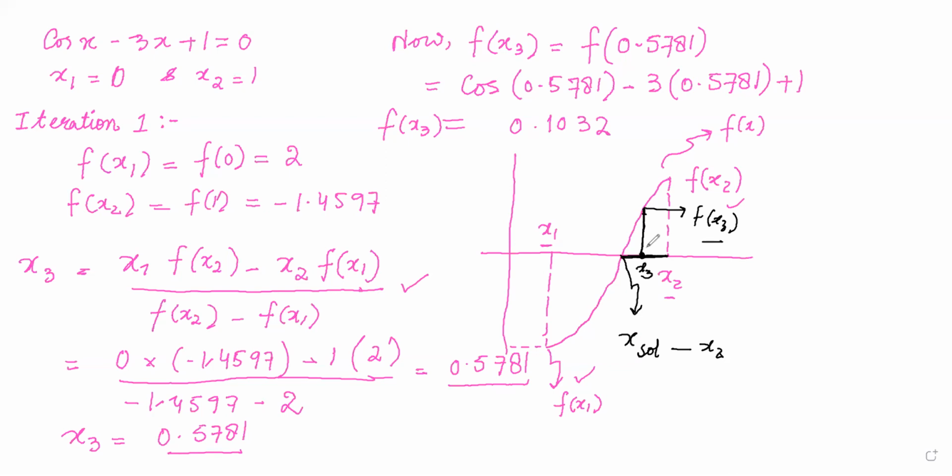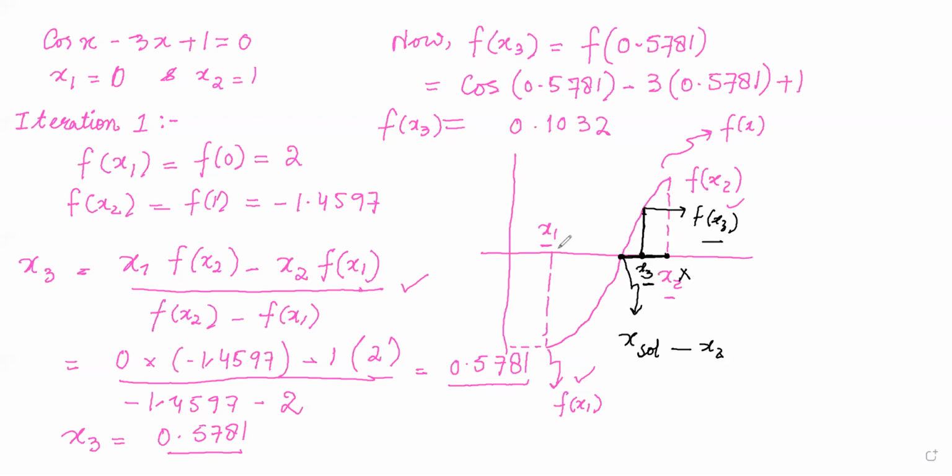Fine. In the next iteration, what do we have to replace? Since you see your x3 is very, very close to the solution point as compared to x2. x2 is somewhere here, x3 is somewhere here, and x solution is somewhere here. In the next iteration, we will replace this x2 by this x3.